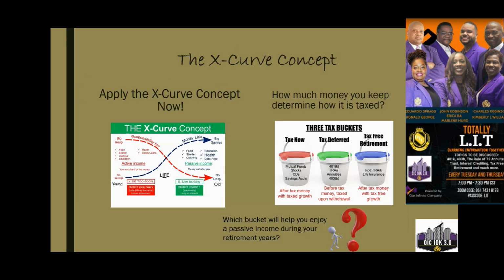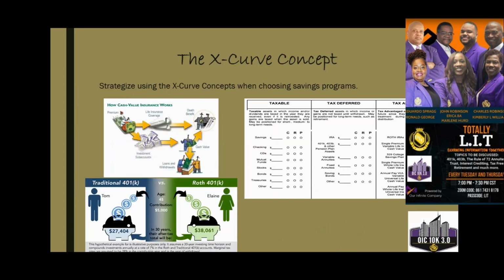Did you know how much money you keep determines how it's taxed? And there are 3 different kinds of tax buckets: a tax now, a tax deferred, and a tax-free retirement. Which bucket will help you enjoy a passive income during your retirement years? So I hope you join us again so that you will learn about keeping more of your money and how it's taxed in the future. Strategizing using the X curve when it comes to choosing savings programs will definitely help you enjoy a passive income.